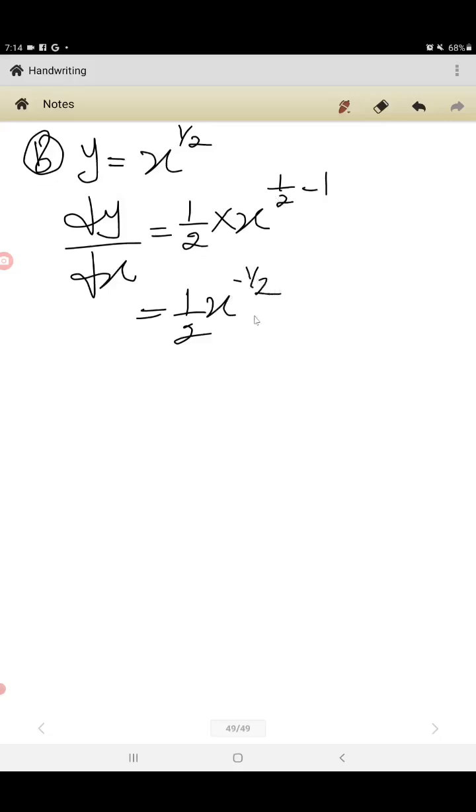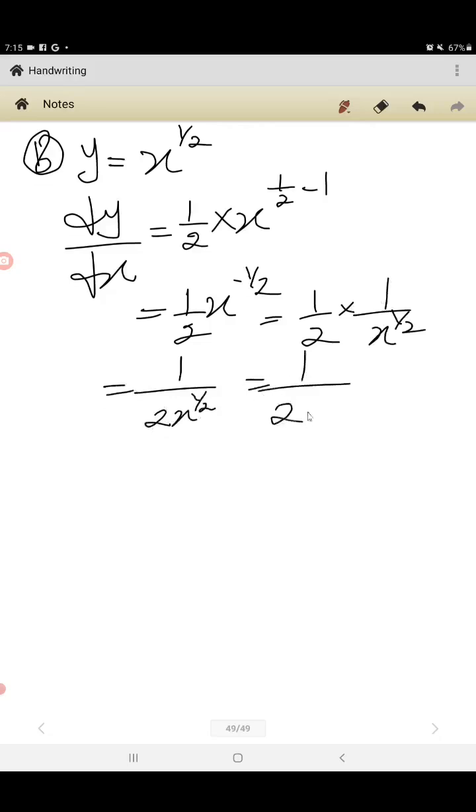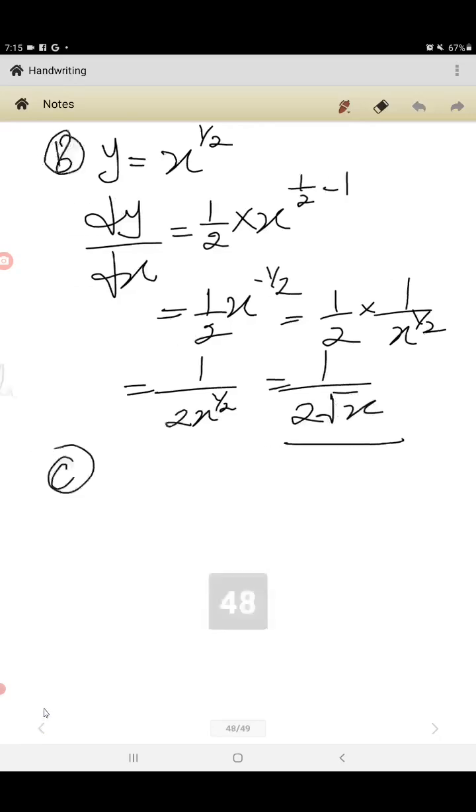Minus half. You can decide to leave your answer, but you can still continue to have something like 1 over 2 times 1 over x raised to power half, because of the law of indices. So we have 1 over 2x raised to power half. We can also rewrite to have 2 root x. That is the value. So let's now solve the value for C part.